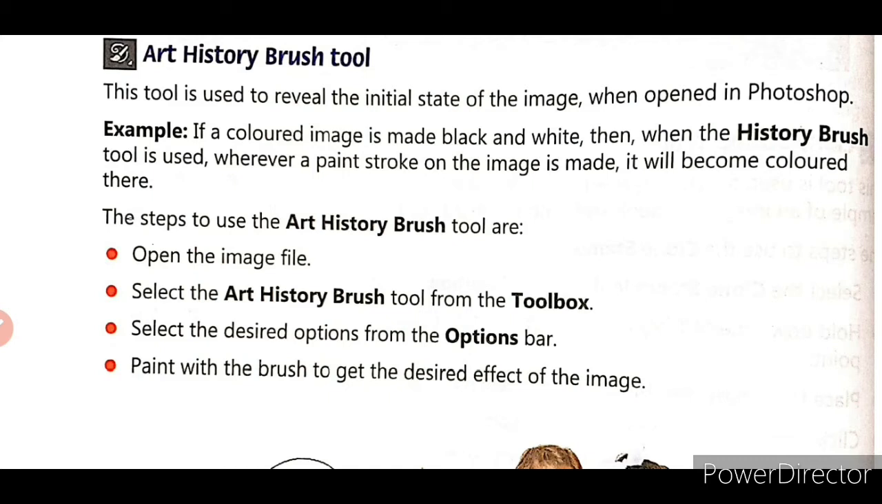Understand children? If you make a colored image into black and white, when you use this history brush tool, wherever a paint stroke on the image is made, it will reveal the initial state of the image, which means it reveals the colored image. You make the colored image into black and white, so when you use this history brush tool, it will make the image colored. The initial state of the image will appear.